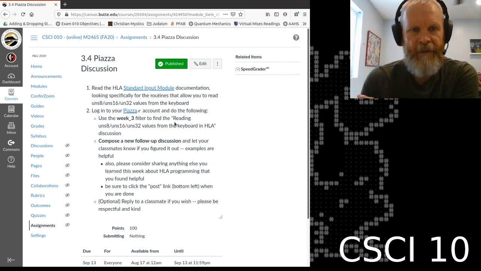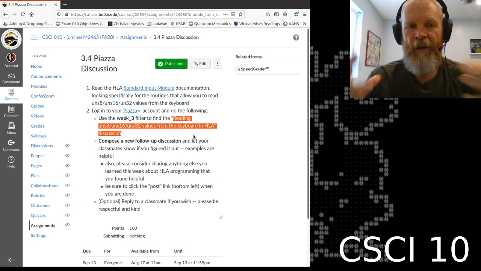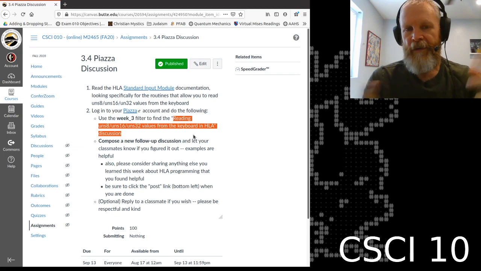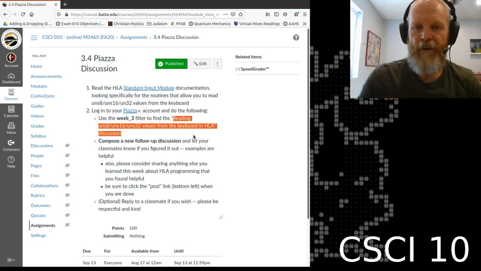This week is trying to get you all to sort of help each other navigate the HLA standard libraries a little bit. So you go read the documentation, and then write tips and tricks for each other, like how did you figure out how to read in an integer, that kind of stuff.